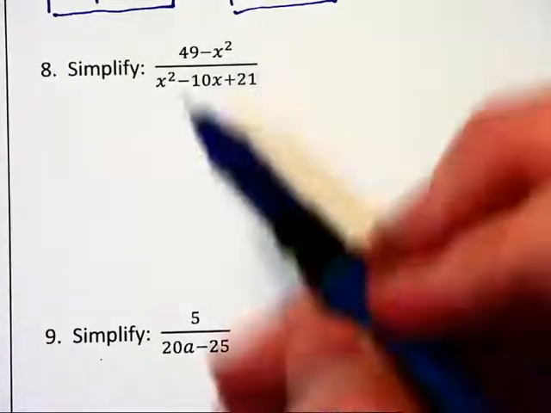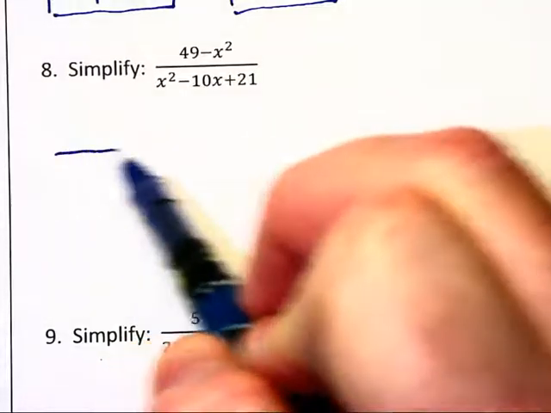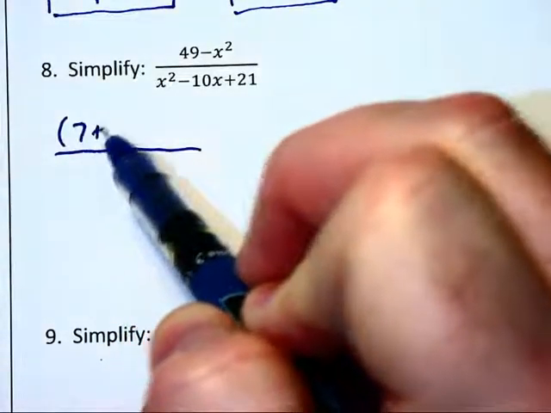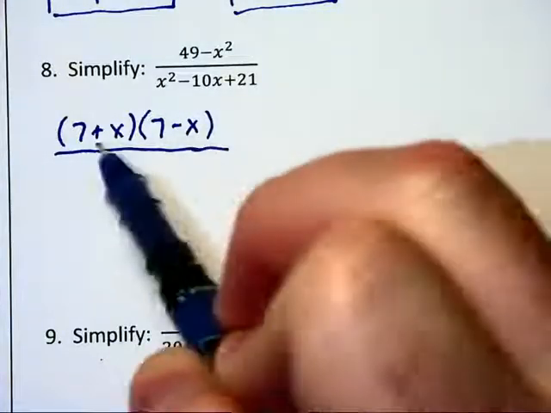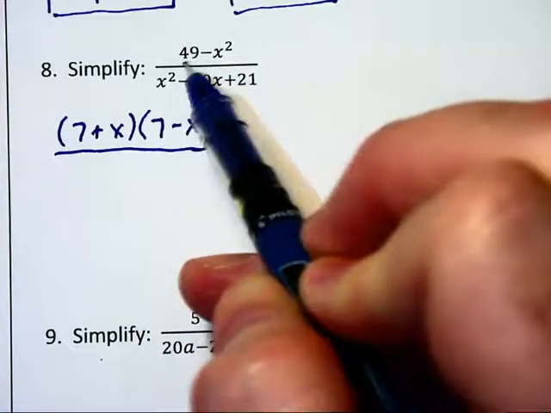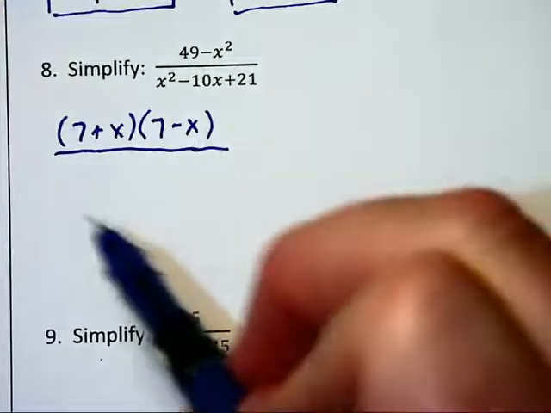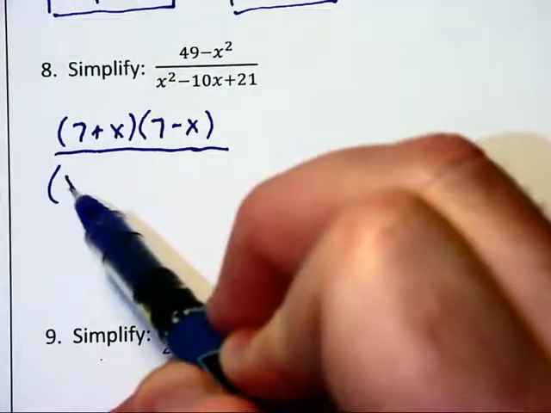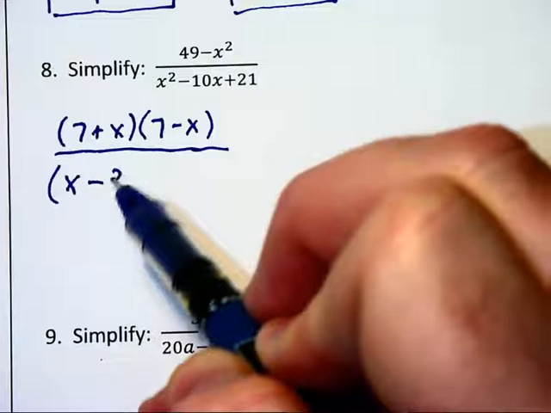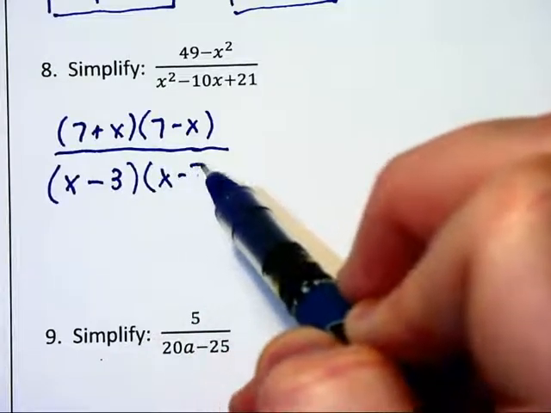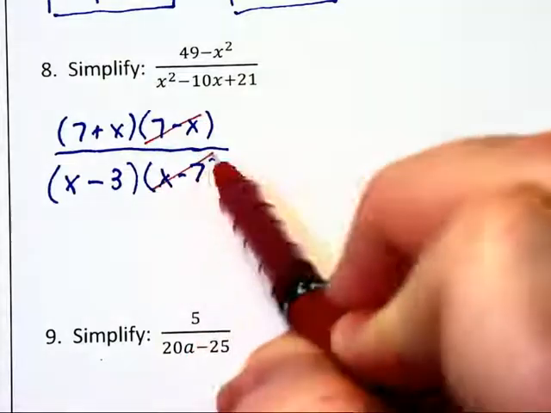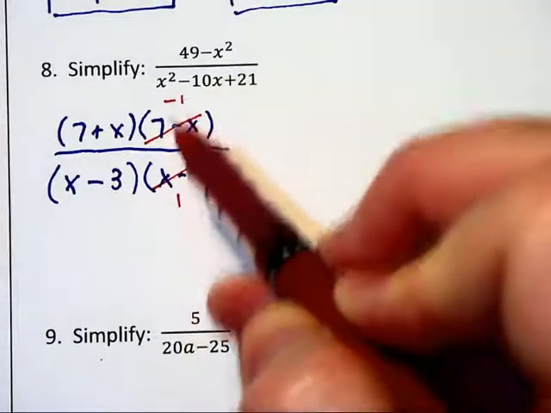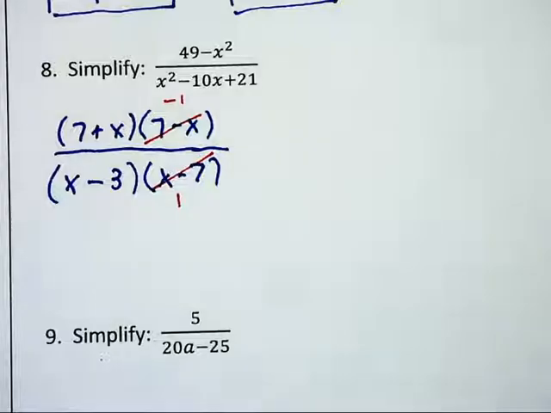Okay, let's look at this next problem. The numerator is going to factor into 7 plus x times 7 minus x. Do not reverse that. You cannot change the order of subtraction. You've got to leave it as is. The denominator will factor into x minus 3 times x minus 7, and you can see that I've got this a minus b, b minus a pattern. So I'm going to put that negative 1 right there.